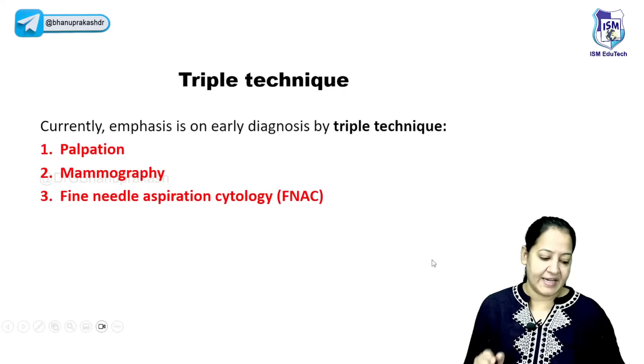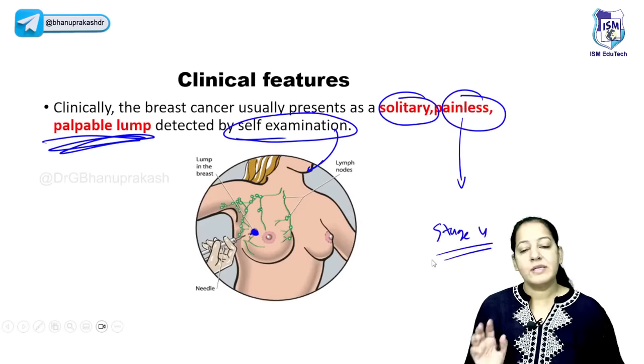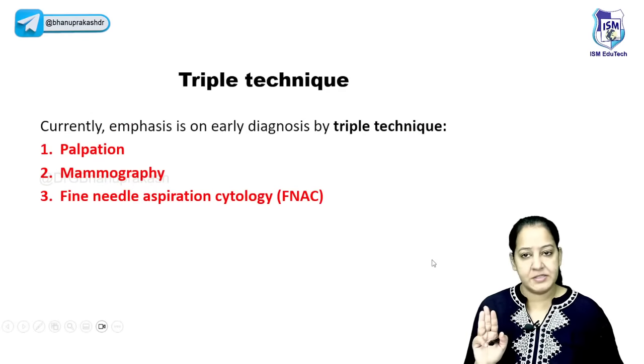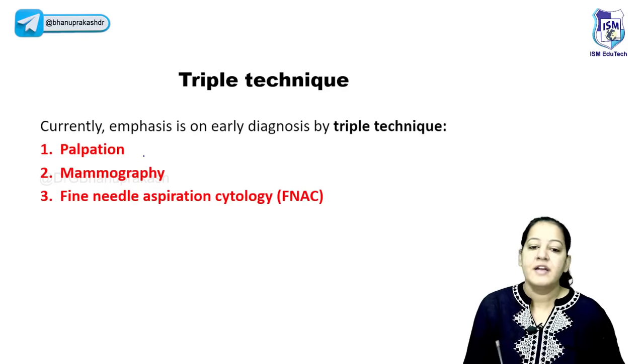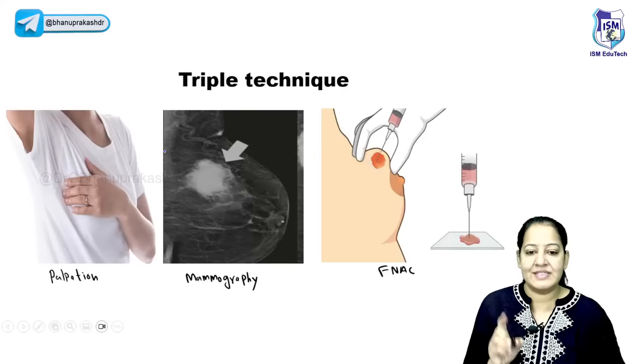Now coming to the triple technique. Can we start the triple technique? So what is the triple technique? There are three techniques to diagnose breast cancer at the first instance. Number one, palpation. As I told you, the self-palpation.